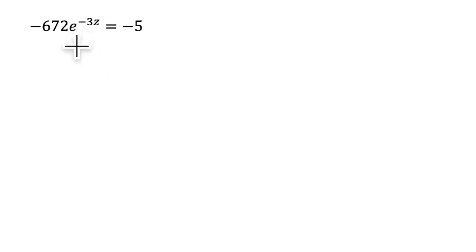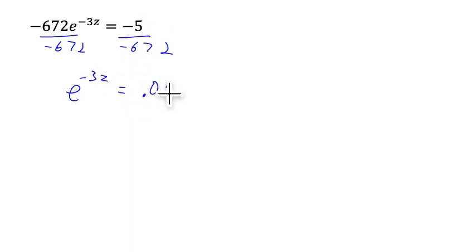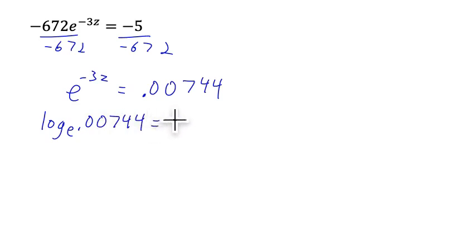We can also use our scientific calculators when we're using base e. So before I rewrite this using logarithms, I'm going to divide both sides by negative 672. And when I do that on a calculator, I get 0.00744. I'm using lots of decimal places because I'm not at my answer yet. And now this is log base e of 0.00744 is equal to the exponent.